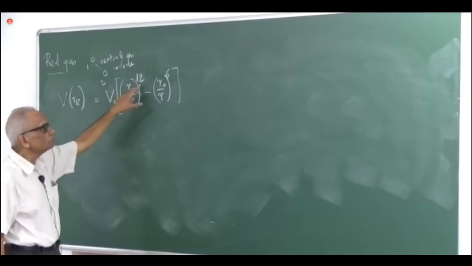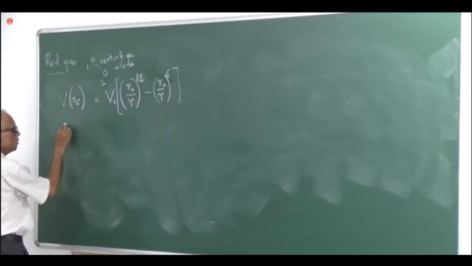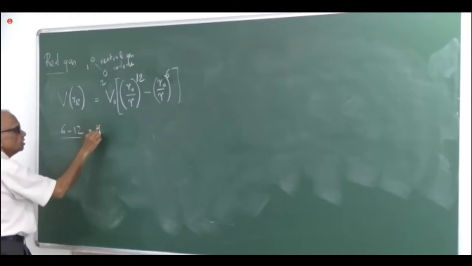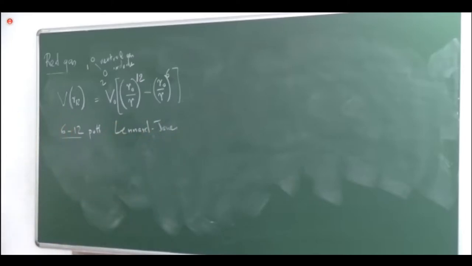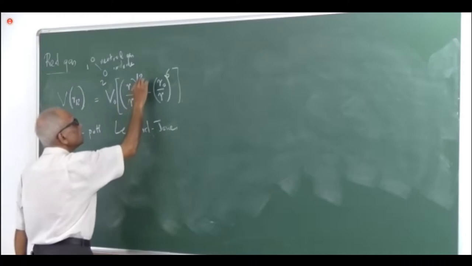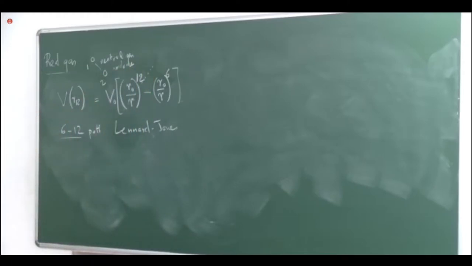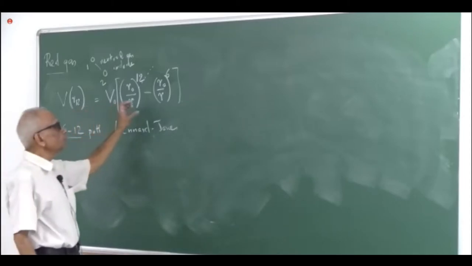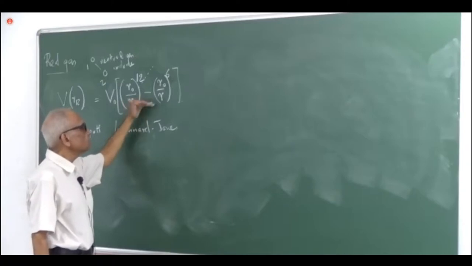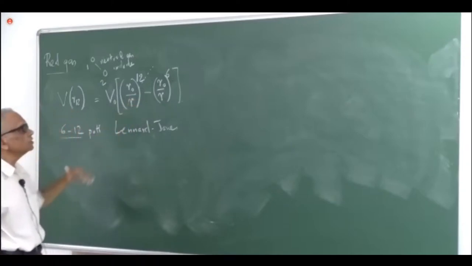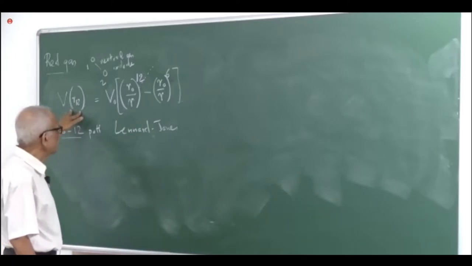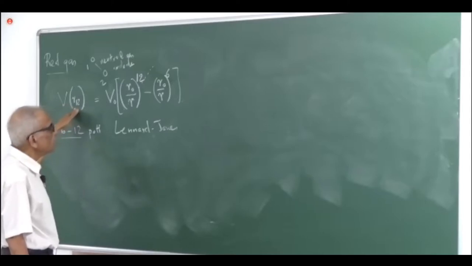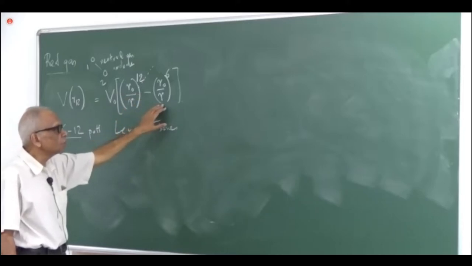So R0 over R to the power 12, and R0 over R to the power 6. It's known as a 6-12 potential or Lennard-Jones potential. This is the repulsive part, which I have already taken into account. So I have to worry about the part which comes from over here, which is the attractive force. So we have to do stat-mech with this interaction term, and we'll keep it as V of R12 for a while, and when we actually do the calculation, we'll focus on this part.